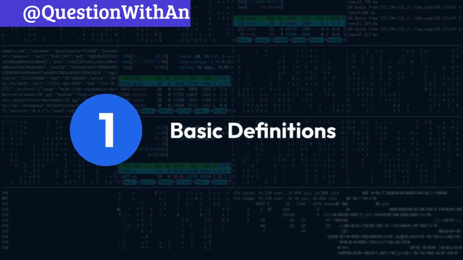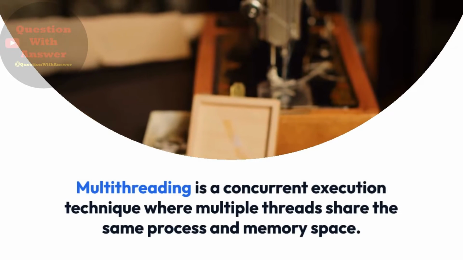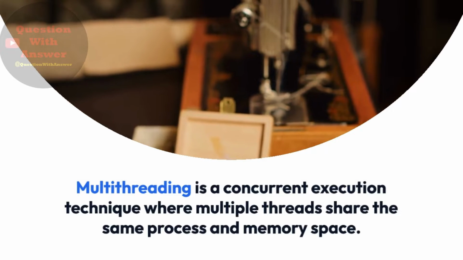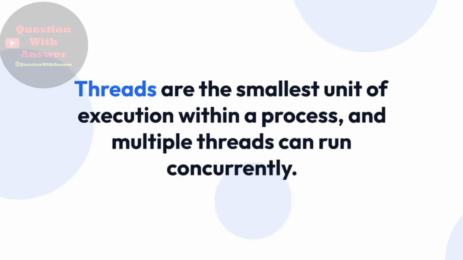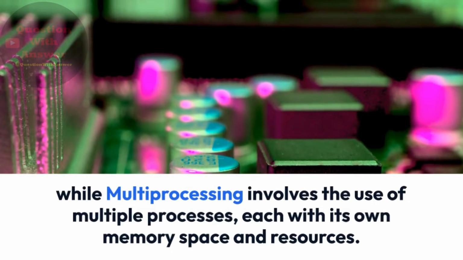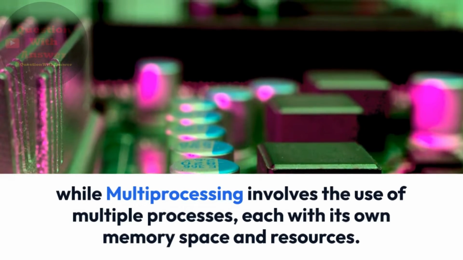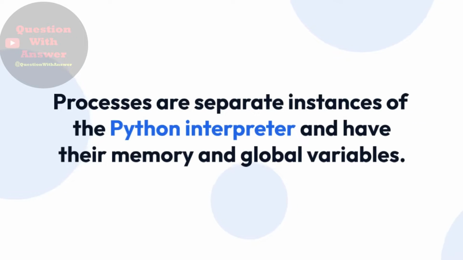1. Basic definitions. Multithreading is a concurrent execution technique where multiple threads share the same process and memory space. Threads are the smallest unit of execution within a process, and multiple threads can run concurrently. While multiprocessing involves the use of multiple processes, each with its own memory space and resources. Processes are separate instances of the Python interpreter and have their own memory and global variables.